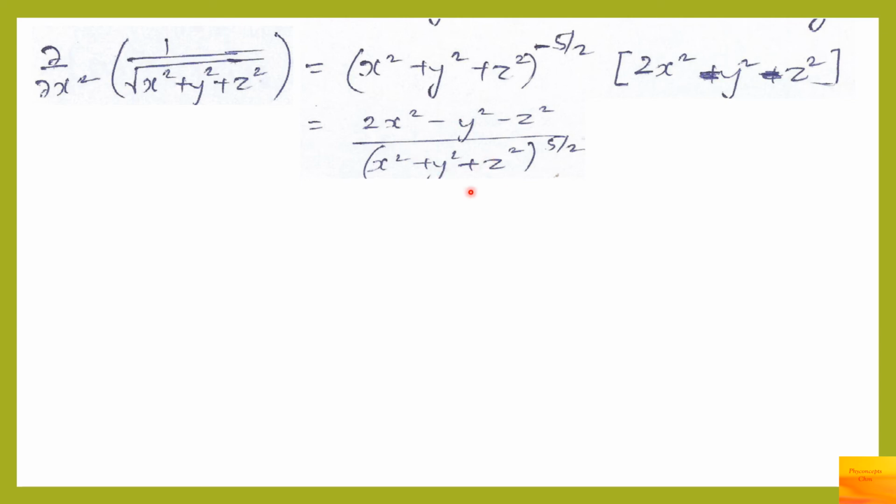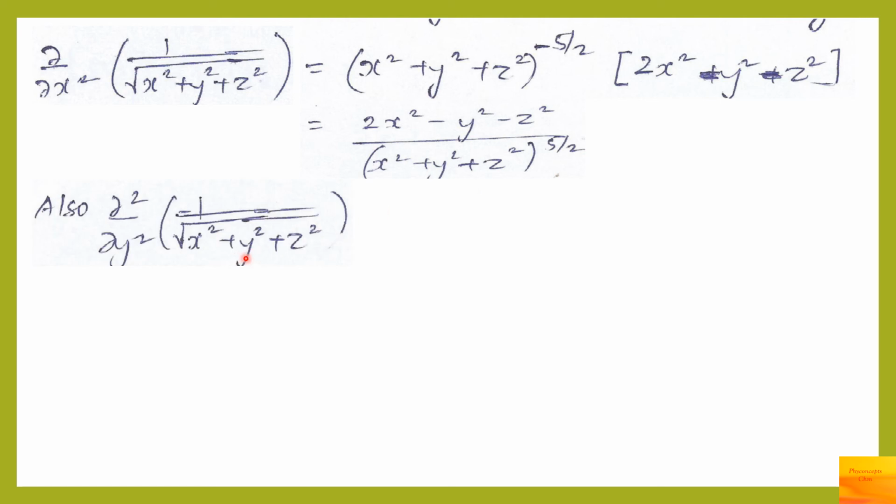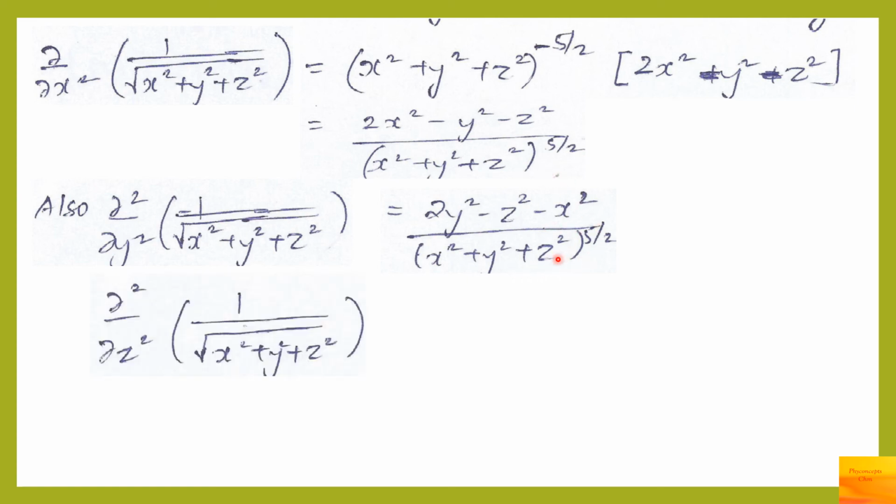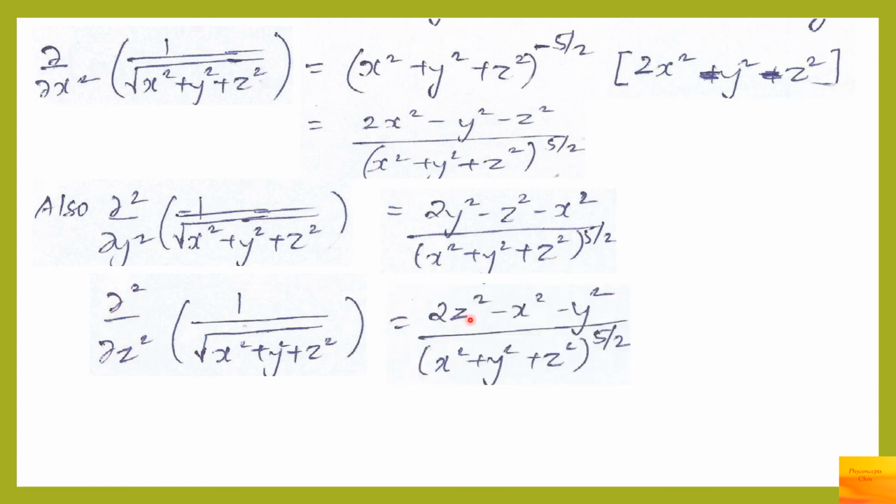With respect to x we have differentiated twice. In the same way we differentiate this with respect to y twice, and we get 2y square minus z square minus x square upon x square plus y square plus z square the whole raised to 5 by 2. The denominator remains the same. And with respect to z also we differentiate twice. We get 2z square minus x square minus y square divided by the same denominator.